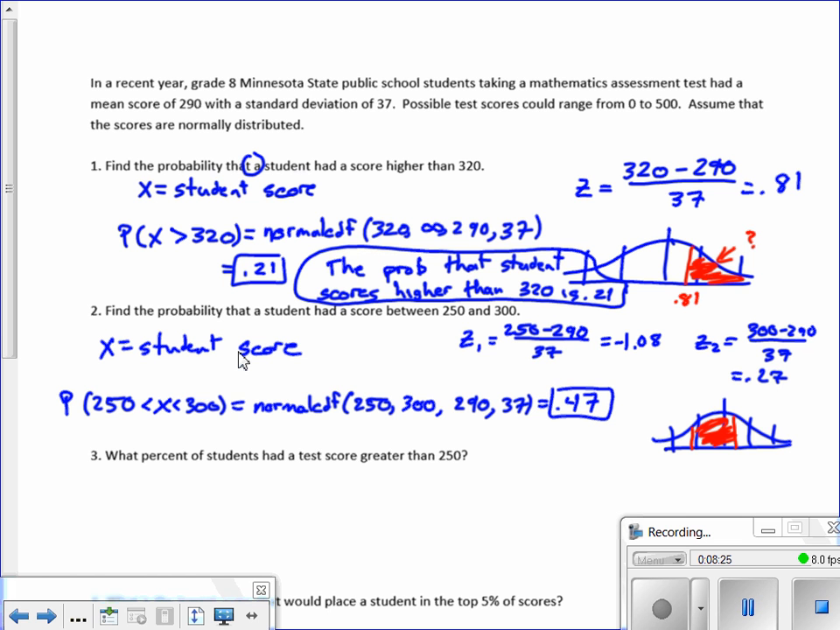So the probability that the score is between 250 and 300 is 0.47.